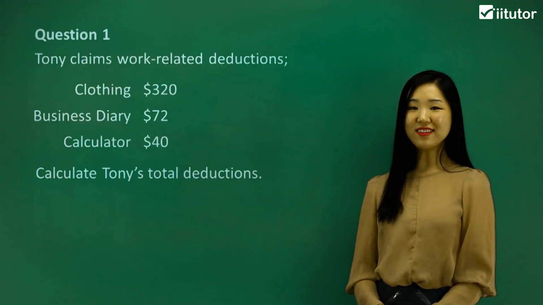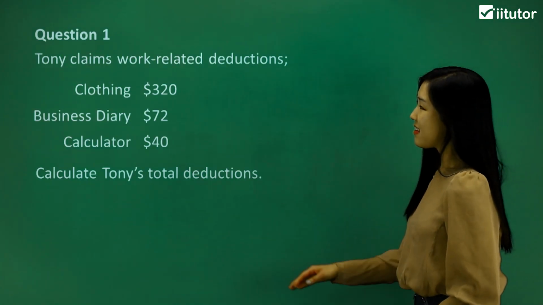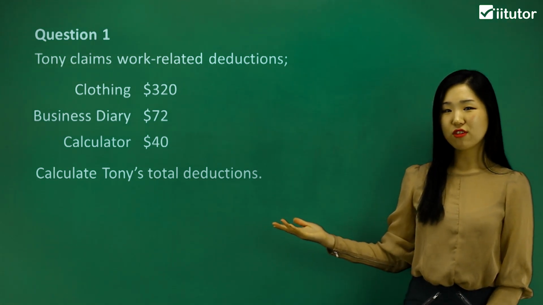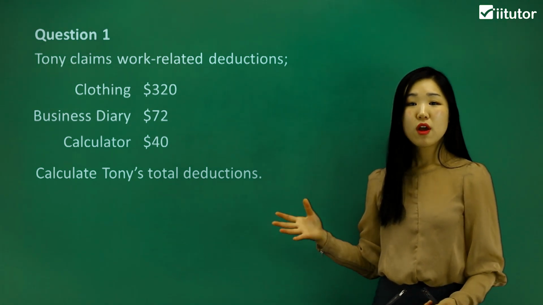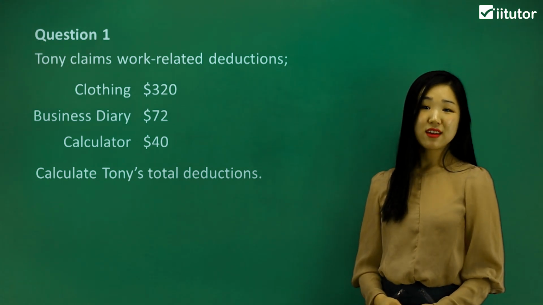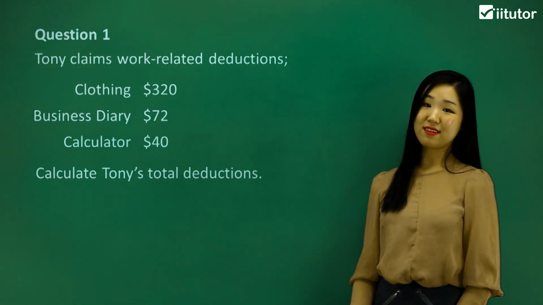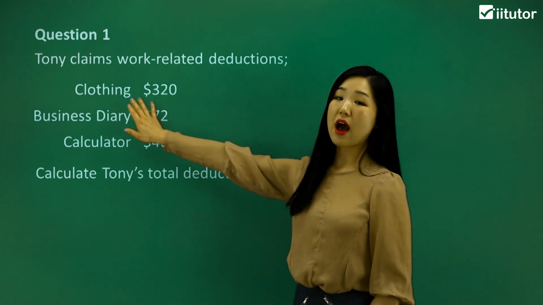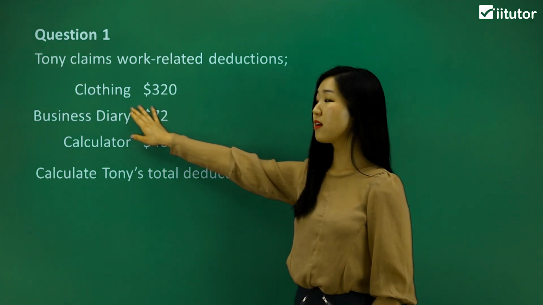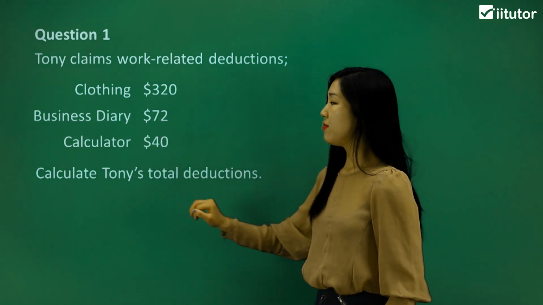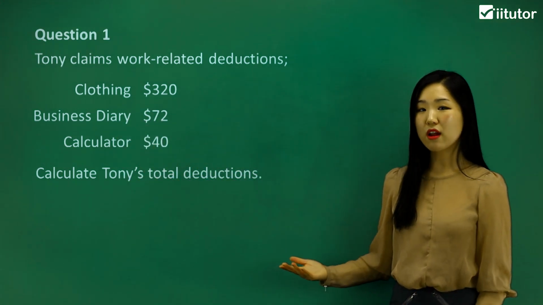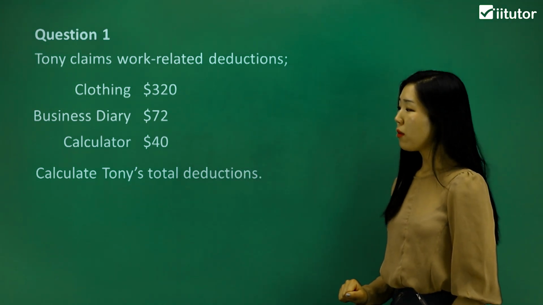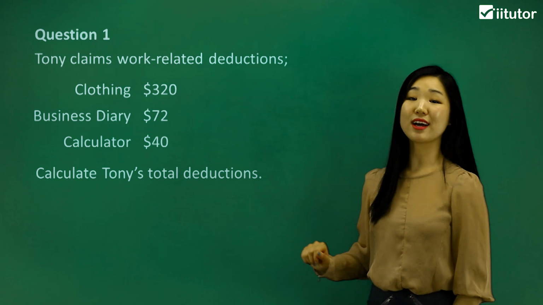So we'll try a question. If you have a look at question 1, it says Tony claims work-related deductions. Work-related deductions are types of deductions or costs that you have to make in order to perform your business or perform your work. So you can see that Tony needs money to buy his clothing for work, his business diary, and also a calculator, which is all part of his job. It tells us the amount of each, and what we want to calculate is Tony's total deductions.